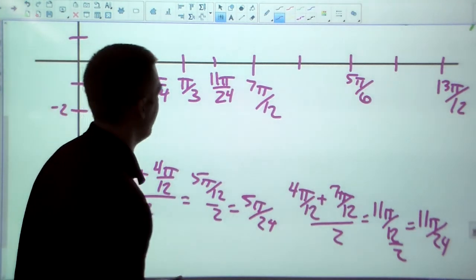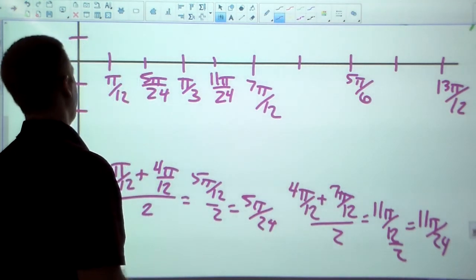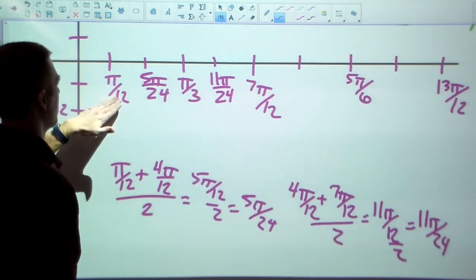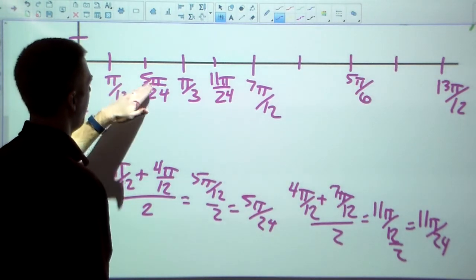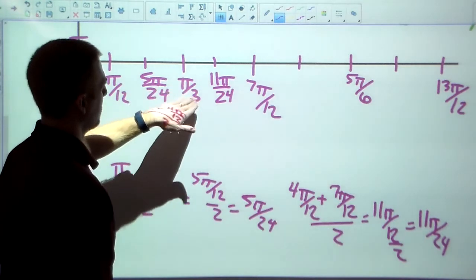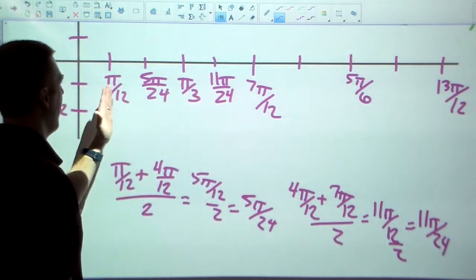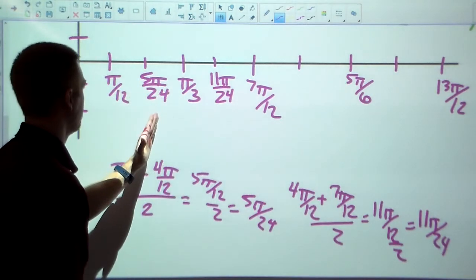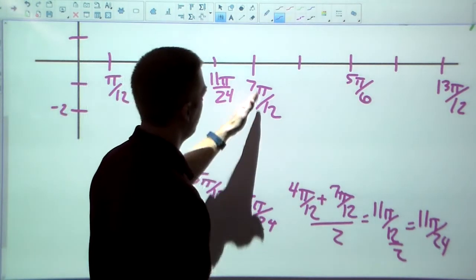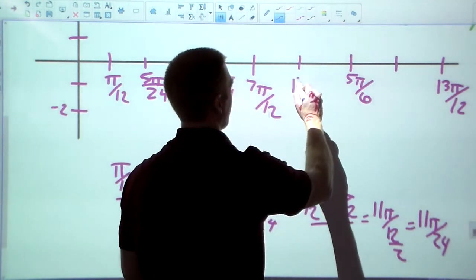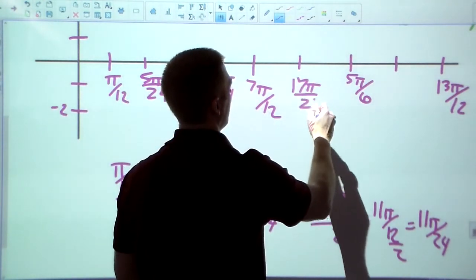Now, to make this a little bit easier, let's look for the pattern. What are we counting by? So if these are out of pi over 24s, this will be 2 pi over 24. So 5 pi over 24, this will be 8 pi over 24, 11 pi over 24. So really, I'm just adding 3 more each time. So if this was out of 24, that would be 14 out of 24. So this one will be 17 pi over 24. And then just kind of check.